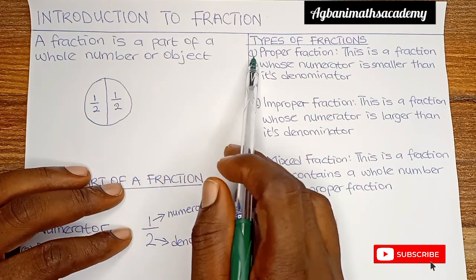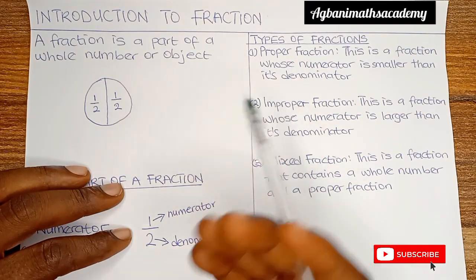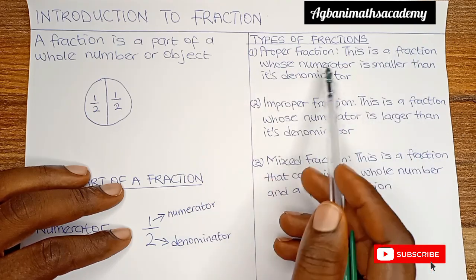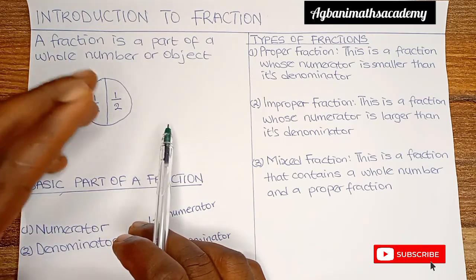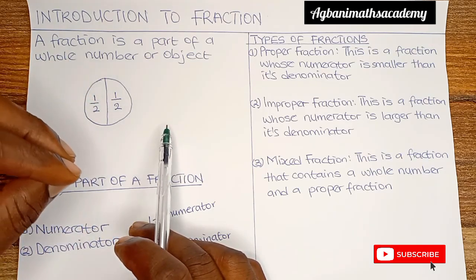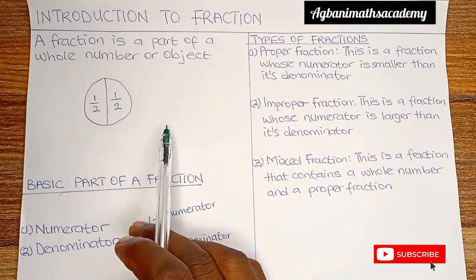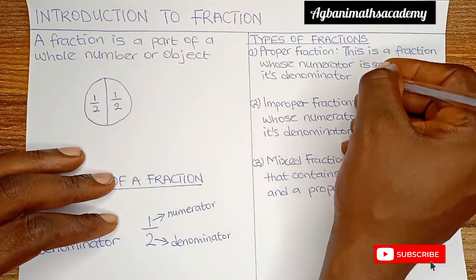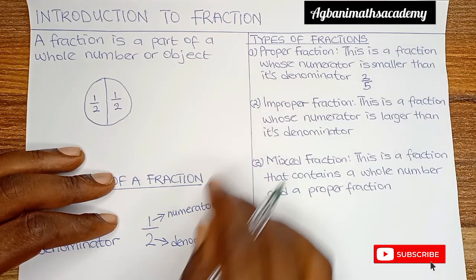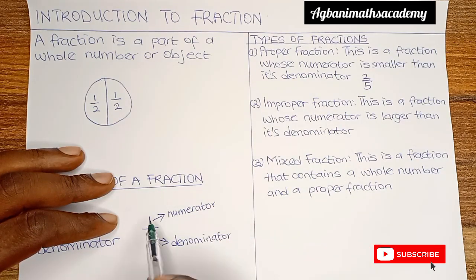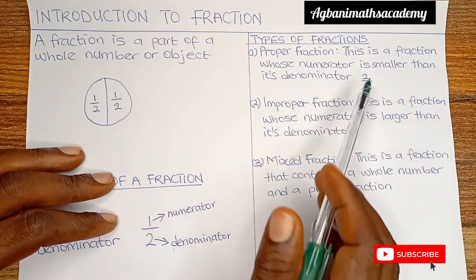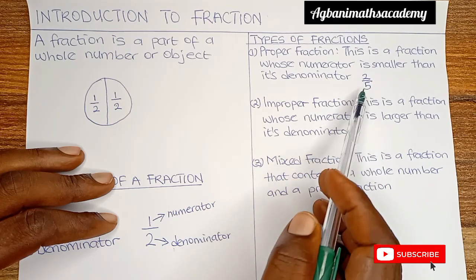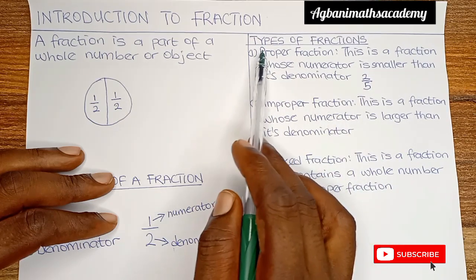So the first type of fraction is proper fraction. What is a proper fraction? This is a fraction whose numerator is smaller than its denominator. So a proper fraction is a fraction whose numerator is smaller than its denominator. So if we have a fraction like this, 2 all over 5, the numerator, the number on top, is 2, and then the denominator, which is the number below, is 5. So when you look at it, you're going to observe that the number on top is smaller than the number below. So it is called a proper fraction.